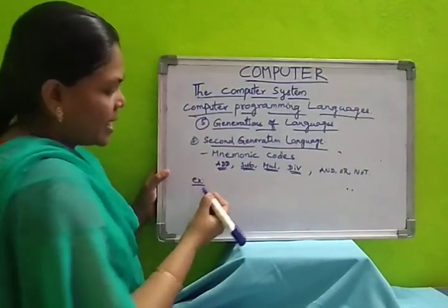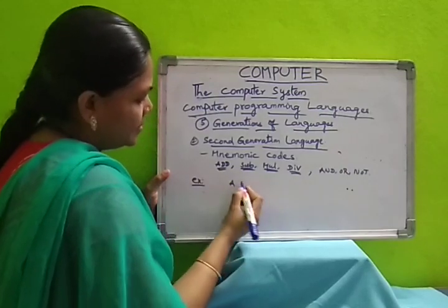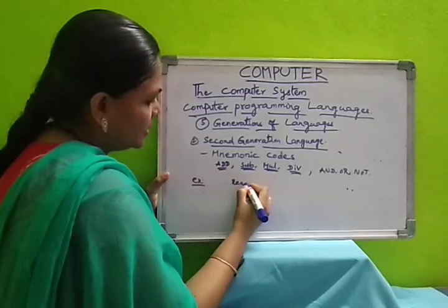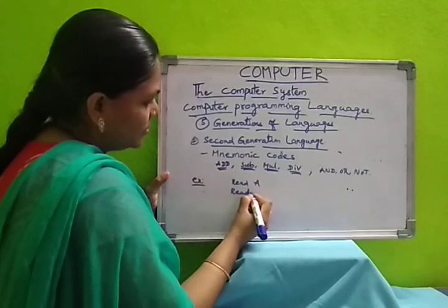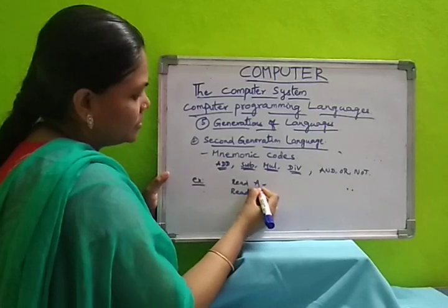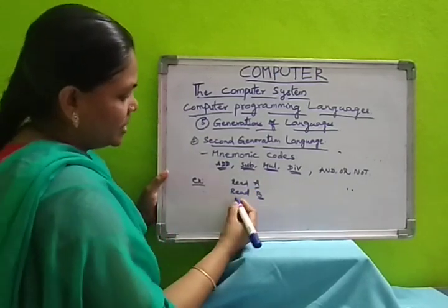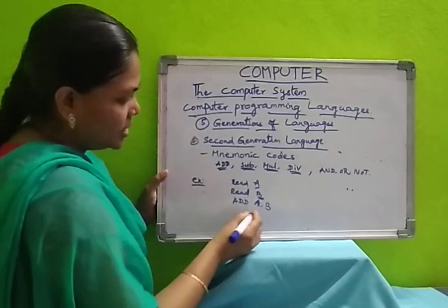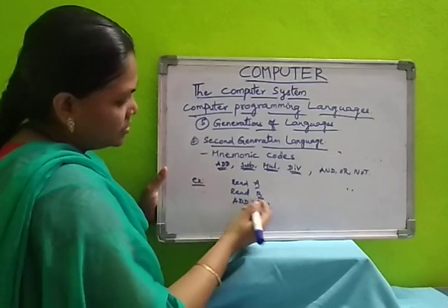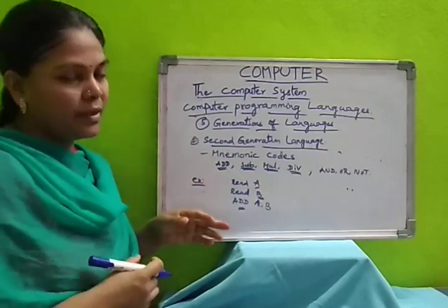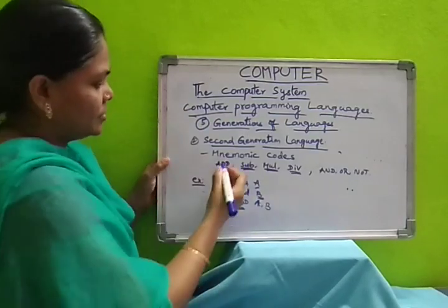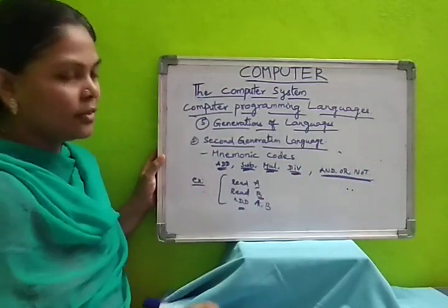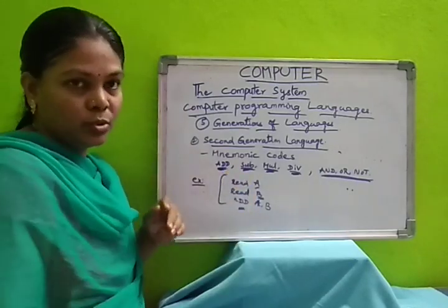Suppose you want to add two numbers, A and B. For that you have to read A, which will be stored in some place in memory. Next read B, which is also stored in some place, in registers or memory. After that, add A comma B, and then print sum, so the sum is displayed. Like this we use different mnemonic codes to do any mathematical operations. These short codes are used to do any operation. Here we don't use any operators, just these codes.